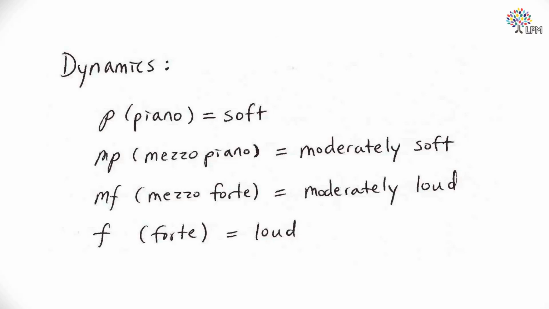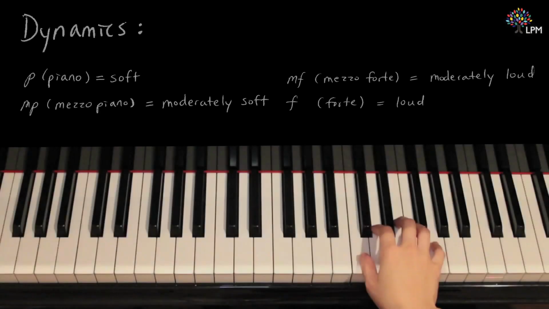Here's a list of the dynamic markings written in Italian that you will see in most music. Piano indicates soft. Mezzo piano is moderately soft. Mezzo forte is moderately loud. Forte is loud.